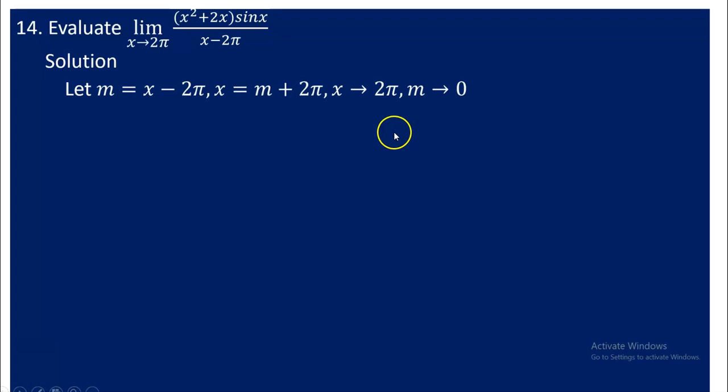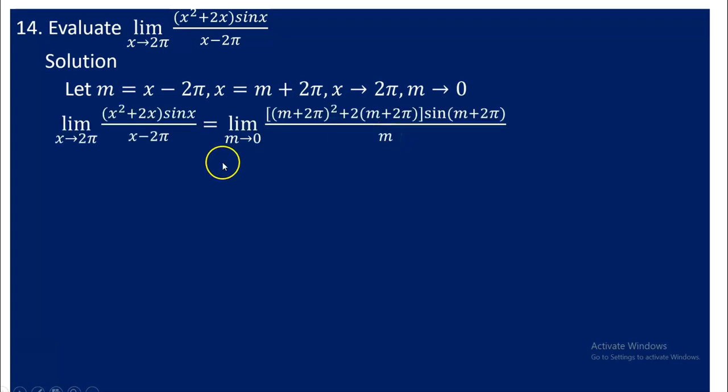You see this expression like this. So this is the idea. In place of x, one can use m plus 2 pi, so this is squared because it says x squared. Then plus 2 times, here in place of x, you can use m plus 2 pi, as you see. That's all about this x squared plus 2x expression. Then sine comes directly, and in place of x again, you can use m plus 2 pi. And this has to be divided by m because x minus 2 pi is m.